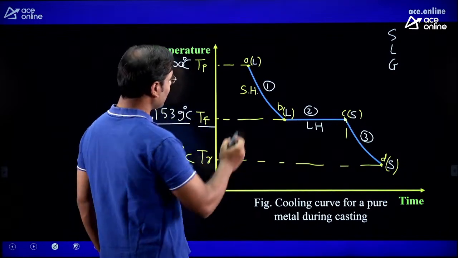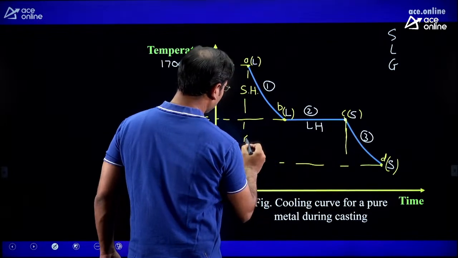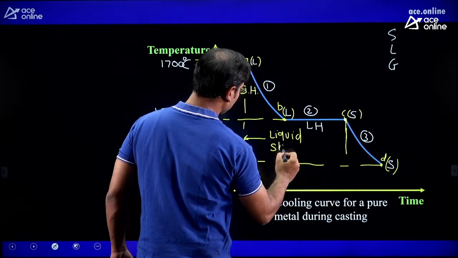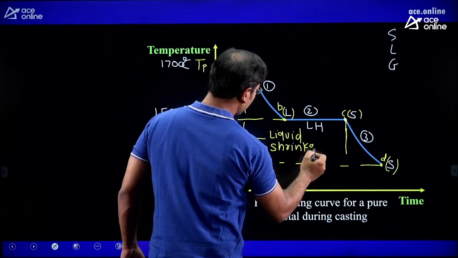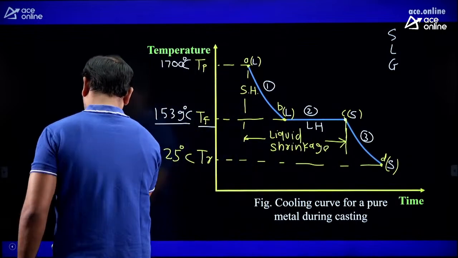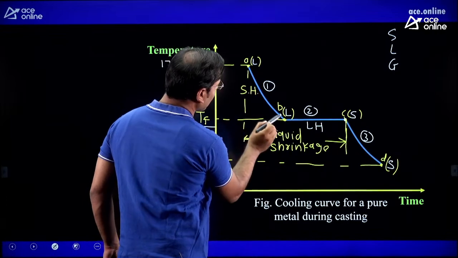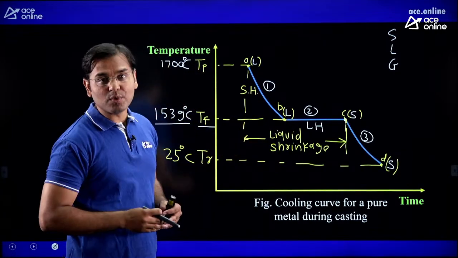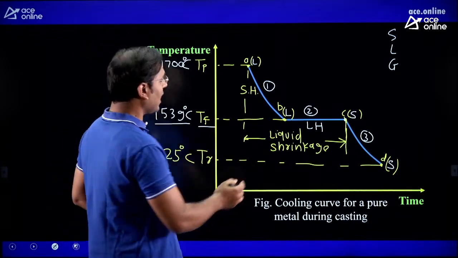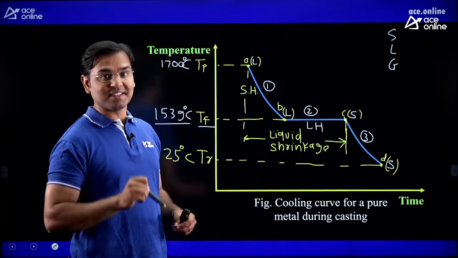And again, see one important concept here. Stage 1 and stage 2 are known as liquid shrinkage. Where is the liquid shrinkage going to happen? In stage 1 and stage 2, there is a liquid shrinkage. Why is it known as liquid shrinkage? Here just see, in stage 1 the liquid remains liquid, but there is a shrinkage of molten metal, meaning the volume of molten metal is going to reduce, and from B to C point, meaning in stage 2, the same case is going to happen.